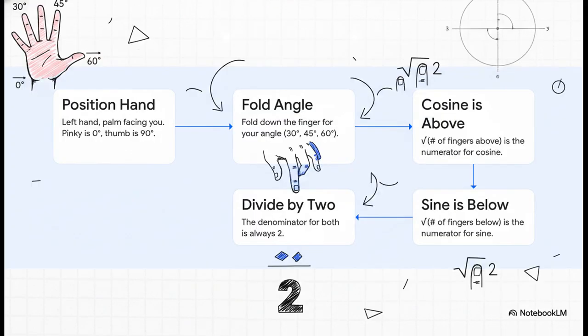Okay, you're gonna love this part. It's actually kind of fun. Go ahead, hold up your left hand with your palm facing you. Think of your pinky as 0 degrees and your thumb as 90. The 3 fingers in between? Yep, those are 30, 45, and 60 degrees.